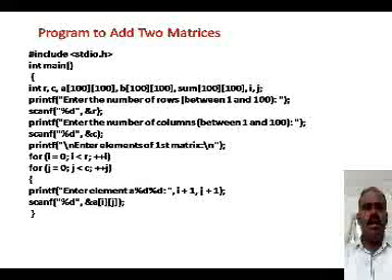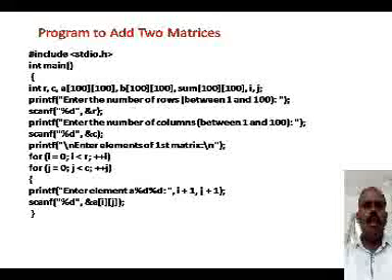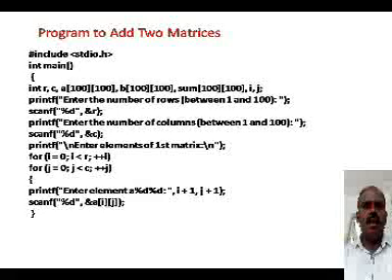Next, we have to declare the row and column sizes. For that, printf and scanf commands are used to get the row size. First printf command: enter the number of rows between 1 and 100. Next scanf command, %d, and both commands are used to get the number of rows, that is the row size. Next printf and scanf commands are to get the column size.